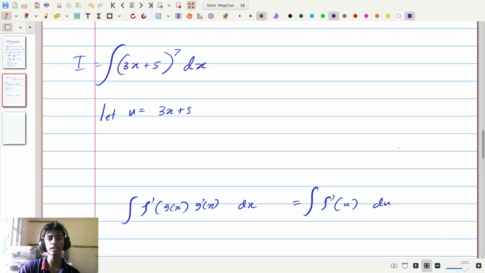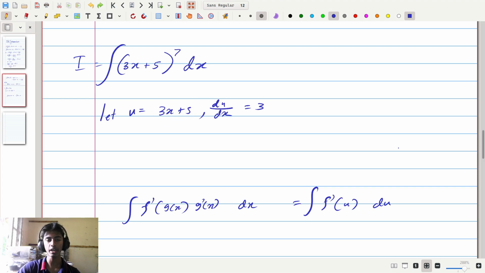In this case, if we take u to be 3x plus 5, we have g of x equal to 3x plus 5, but what we don't have yet is g prime of x. In order to write g prime of x, let's first find g prime of x. So in this context, g prime of x is du by dx. According to the expression u equals 3x plus 5, du by dx would be equal to 3, since the derivative of 5 with respect to x is 0 and the derivative of 3x with respect to x is 3.